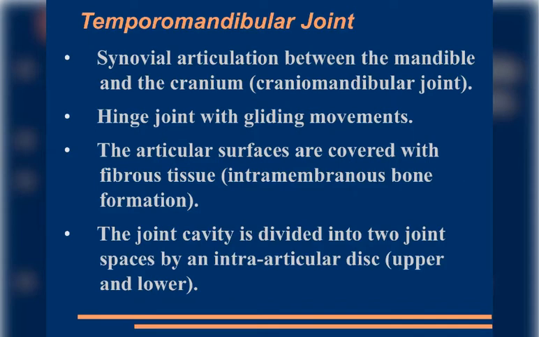The articular surfaces are covered with fibrous tissue, and the bones that contribute to the formation of the temporomandibular joint are formed by intramembranous ossification. Both the condylar process and the temporal bone are formed by intramembranous ossification. The joint cavity is divided into two joint spaces by an intra-articular disc that divides the joint cavity into upper and lower compartments.